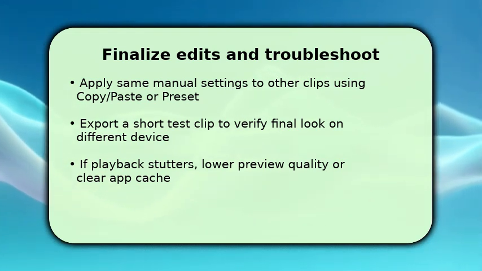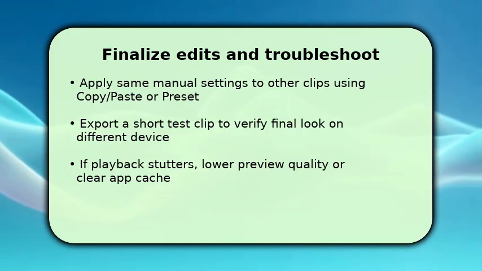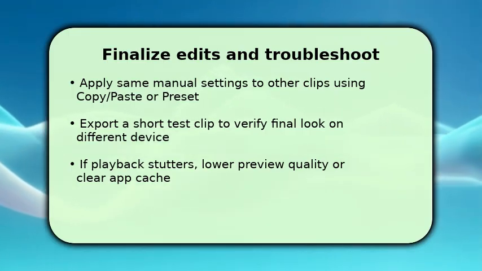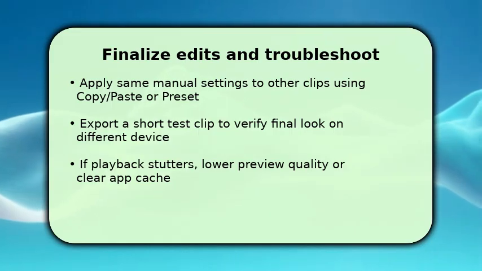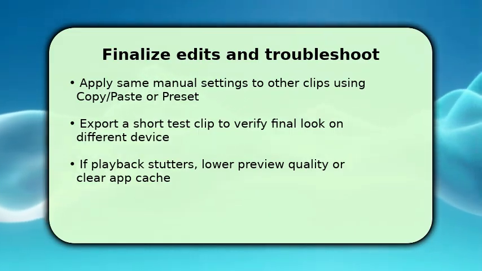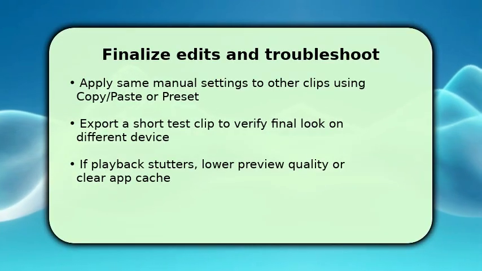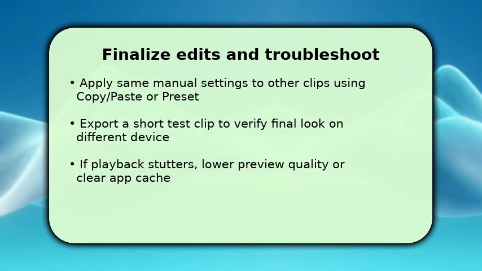If you notice flicker or unexpected readjustment outside CapCut, make sure Auto is off for every clip and clear the app cache. Also lower preview quality while editing to avoid stutter. If problems persist, restart the app and reopen the project to ensure all changes apply.